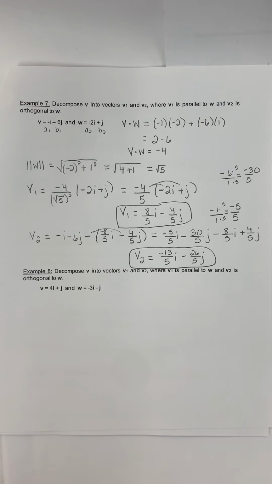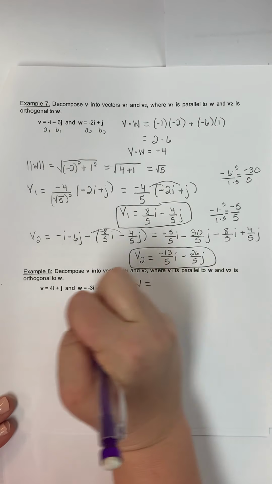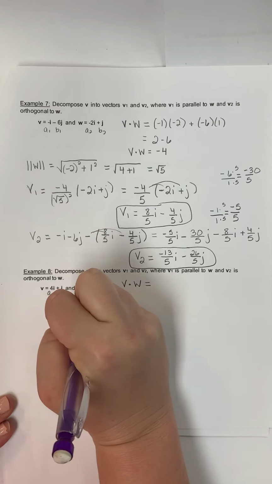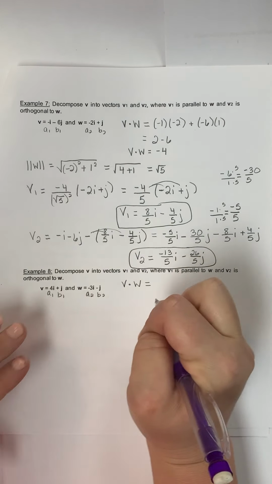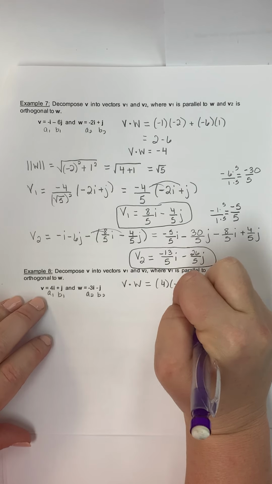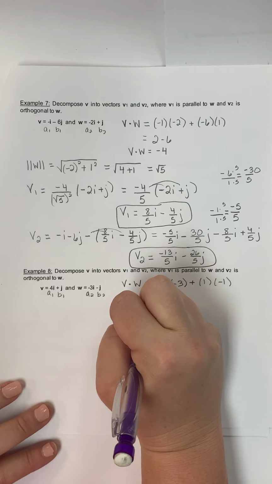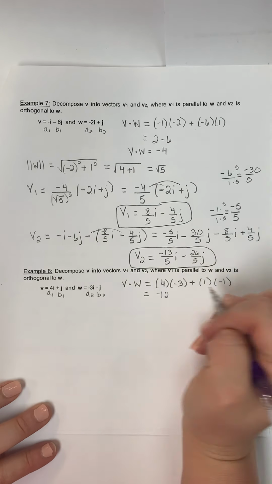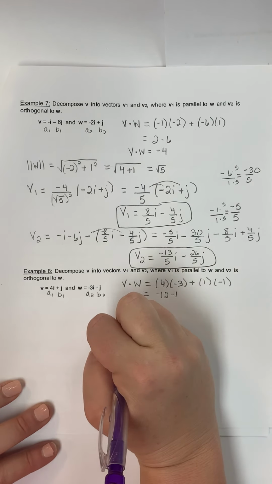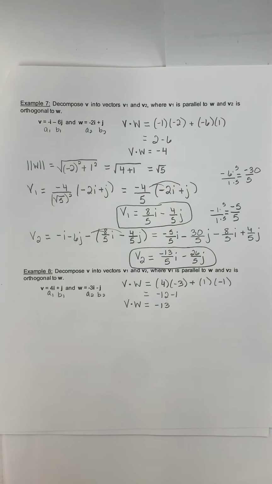Okay, one more set of these fractions to make sure you're comfortable. Same directions. We're going to do a dot product between V and W. I'm going to go in here and label. I'm going to get 4 times -3 plus 1 times -1. This is going to give me a -12 minus 1. My dot product is a -13.